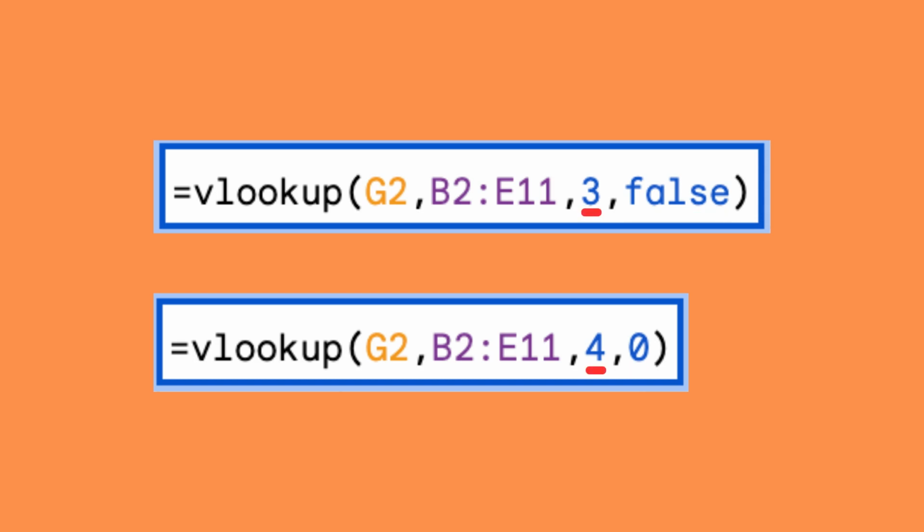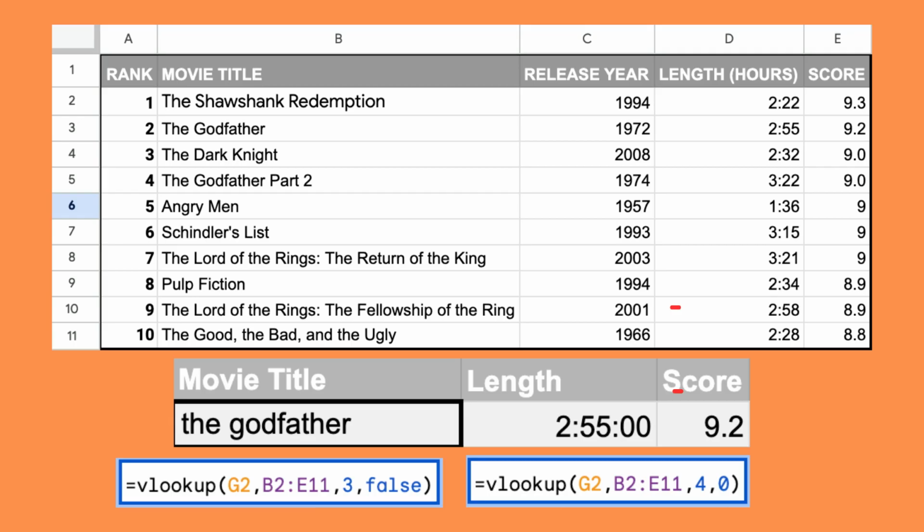The one difference, however, between these two functions are which column they return. For the length of the movie, the third column is returned, and for the score, the fourth column is returned, as these are the places where we can find that information.